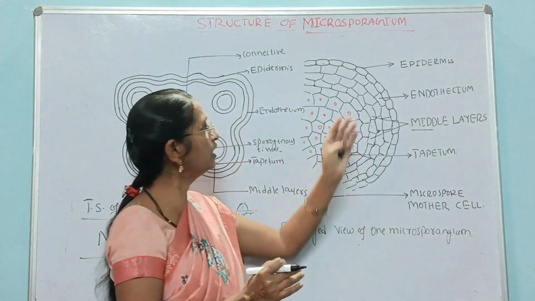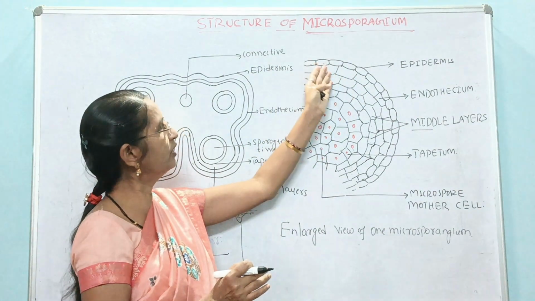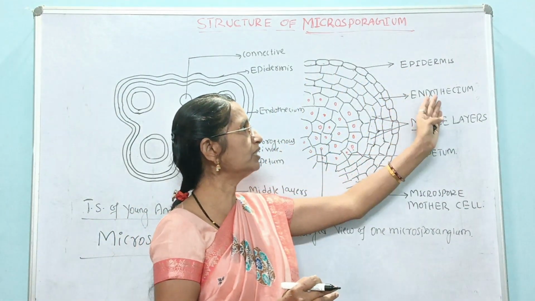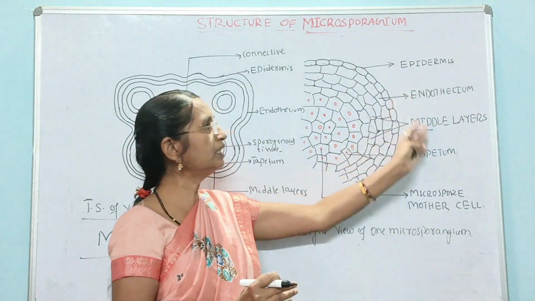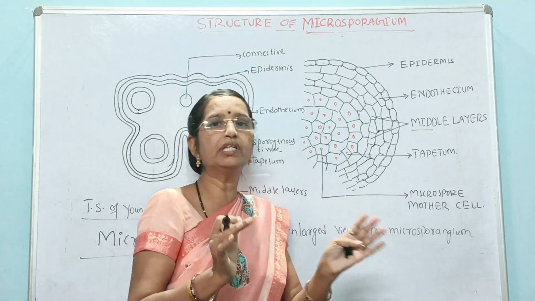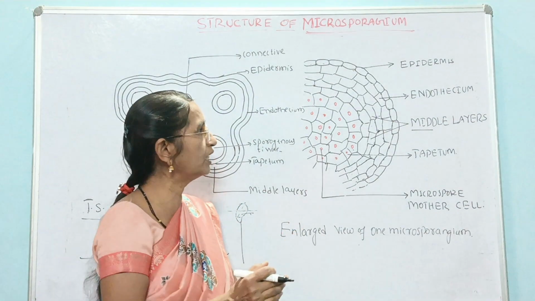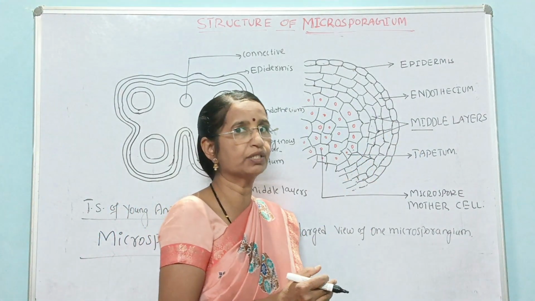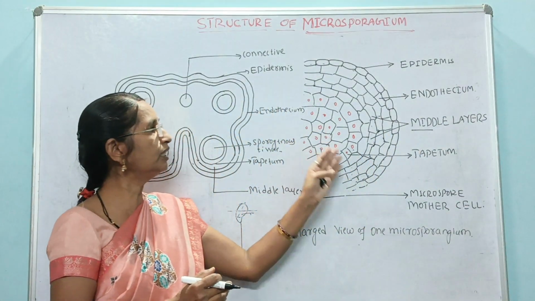Thus, in the entire structure seen under the microscope, the epidermis, endothecium and middle layer, these three not only protect the inner tissue, they also play different roles during dehiscence and store food material. Let us move towards the next, innermost layer.